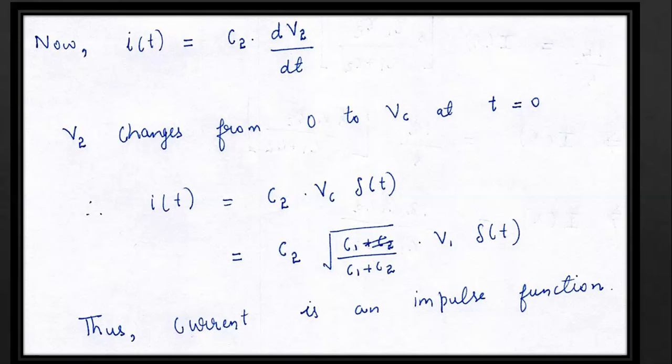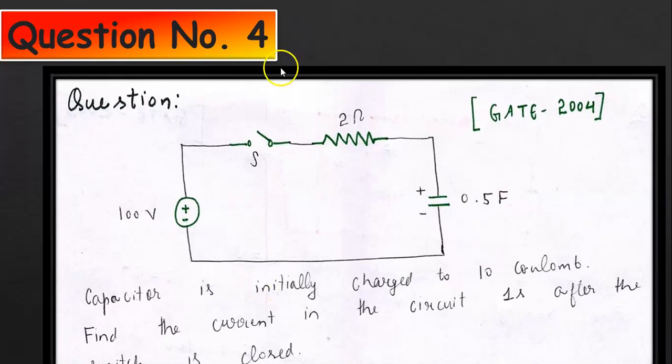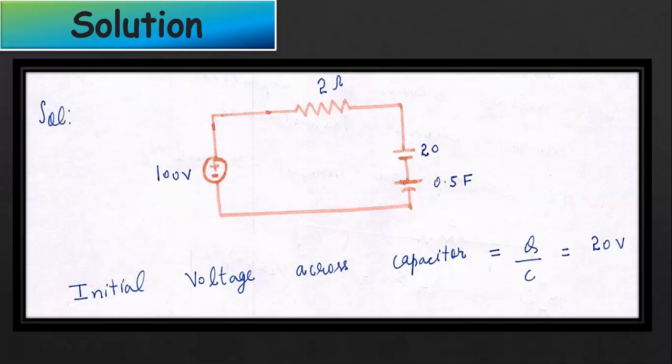We move on to the next numerical. In this circuit, capacitor is initially charged to a 10 coulomb charge. We have to find the current 1 second after the switch is closed. We draw the circuit after the switch is closed. Then initial voltage across the capacitor, that is equal to Q by C equal to 20 volt.